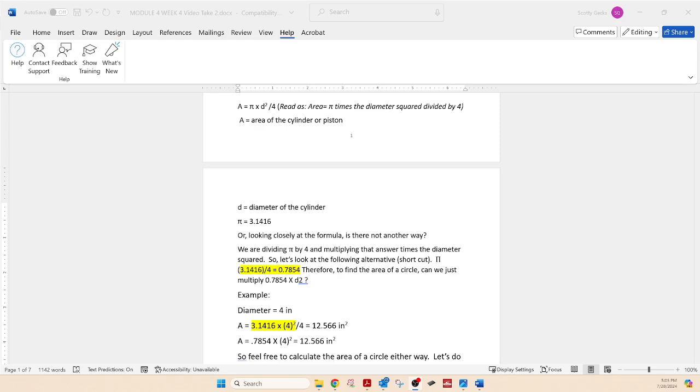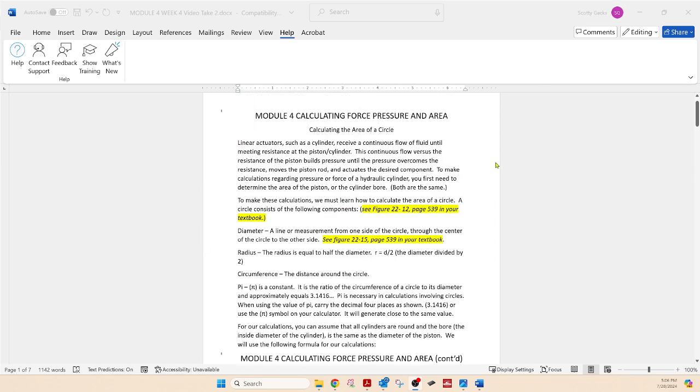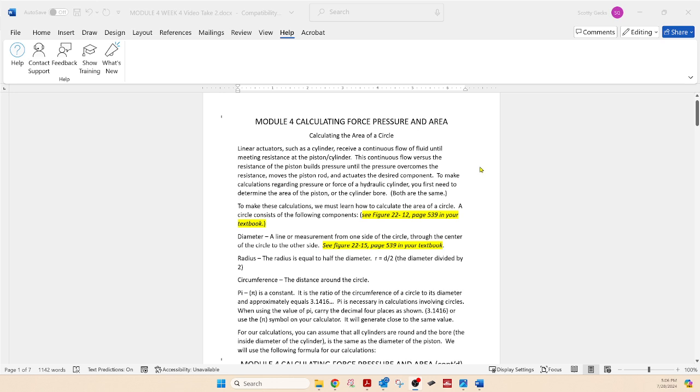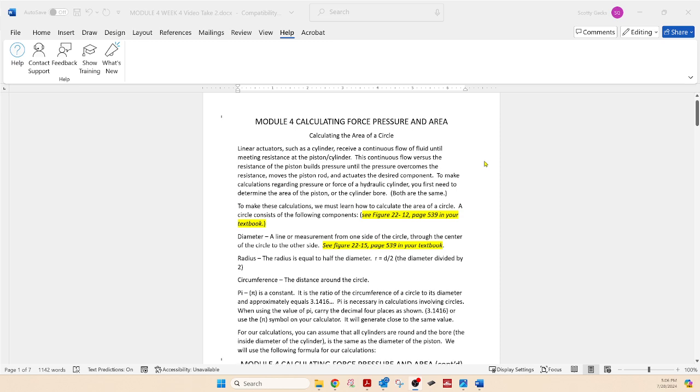I will be assuming that you have read through the calculating the area of a circle walkthrough. No, that's what we're going to do. Reading assignment. So let me just go through here. I won't try to linger. I'm sure you understand the other one, but let's just make sure, go through here and see if I can clear up anything. So we're talking about linear actuators primarily, such as a cylinder.